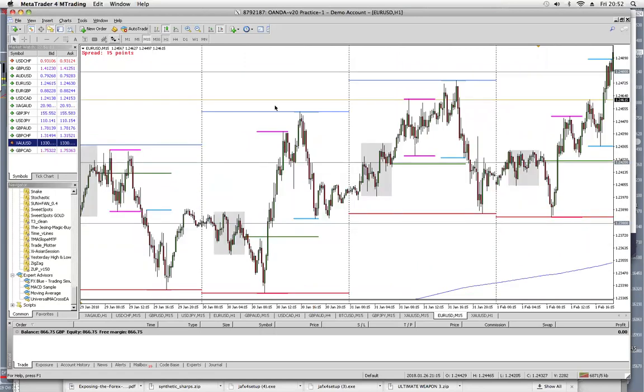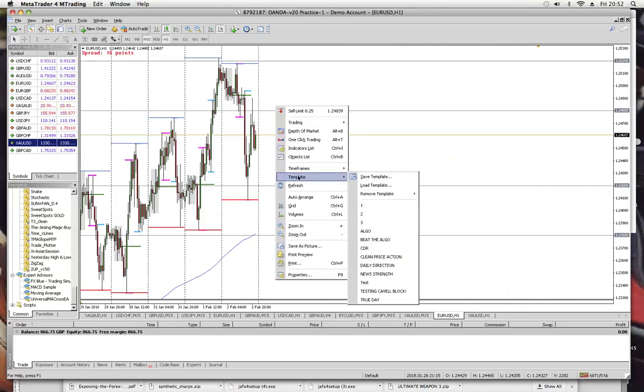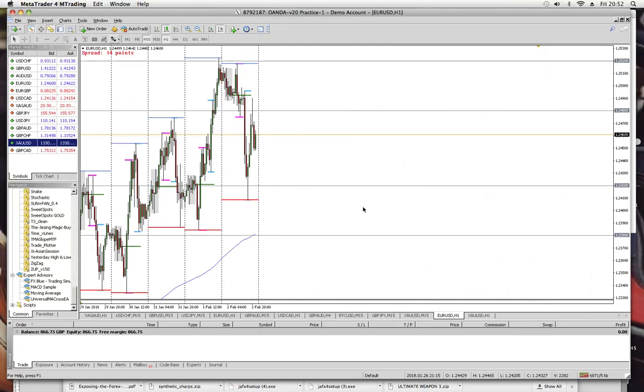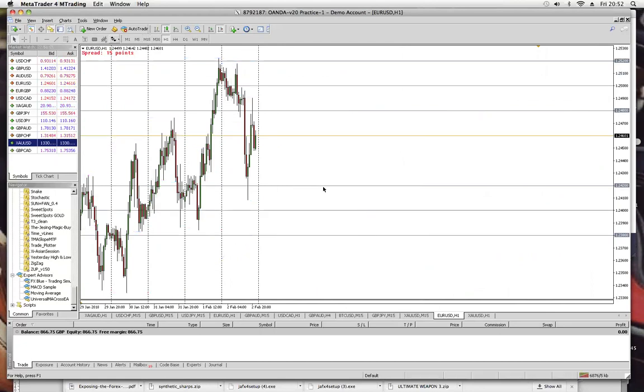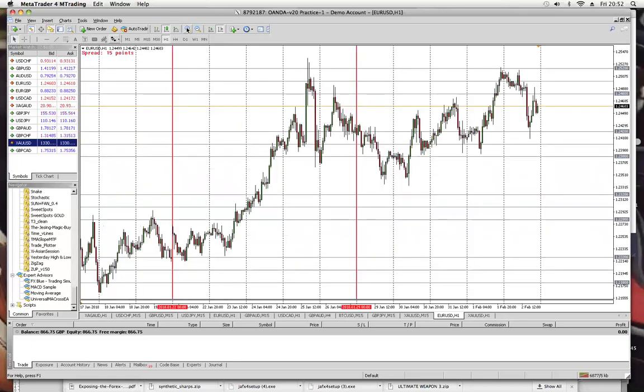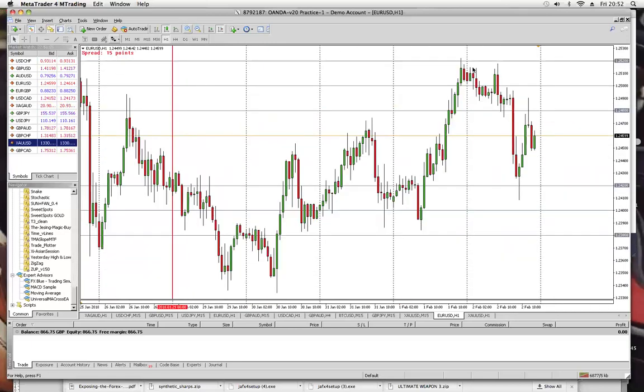So what I'll do is I'll get a plain chart for now, just to show you some tools. We've got order blocks, where smart money buys and sells in the opposite candles. So smart money will buy in this down candle here.